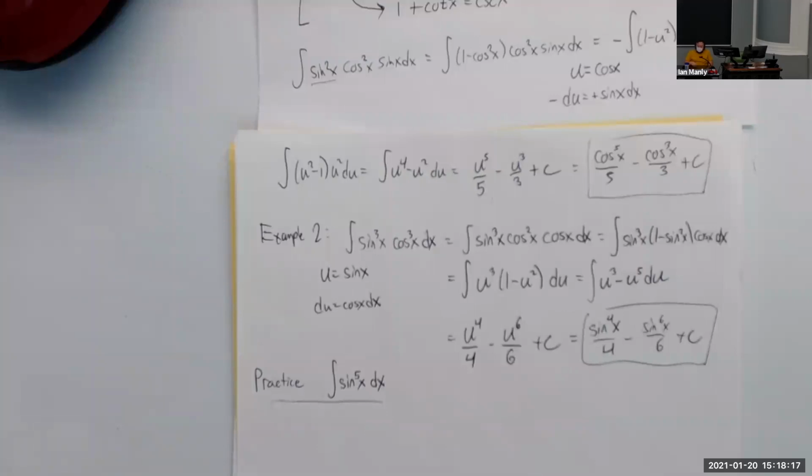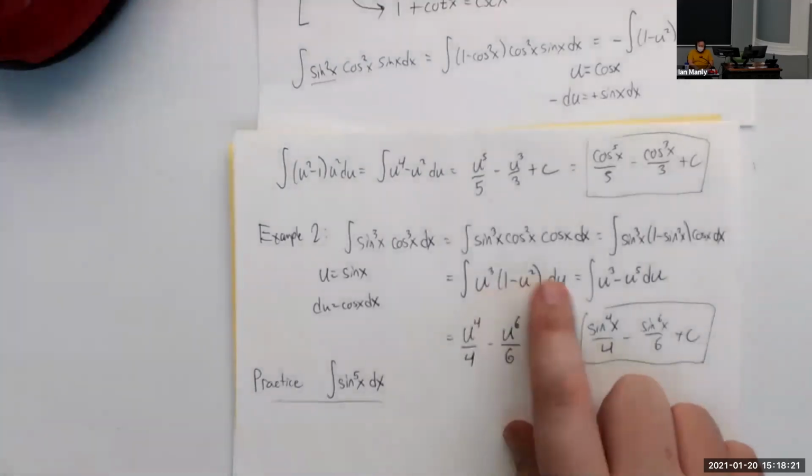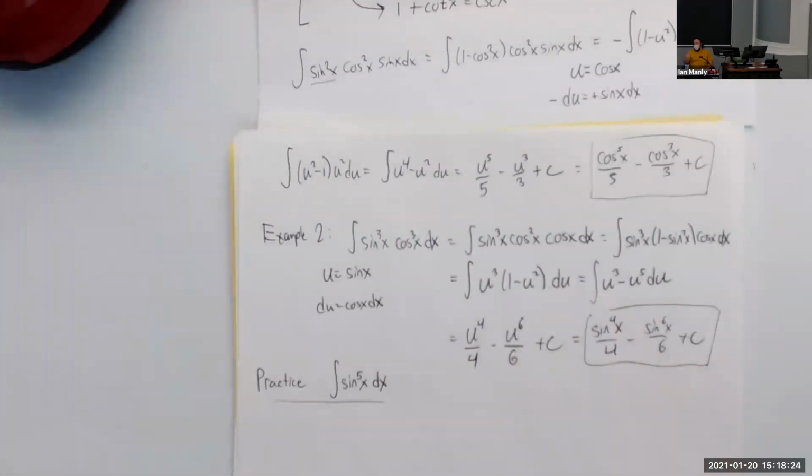Yeah, it worked for u because u is the variable that we're integrating with respect to. So if you ever have something that just matches whatever this is, then you can go ahead and just do the power rule.